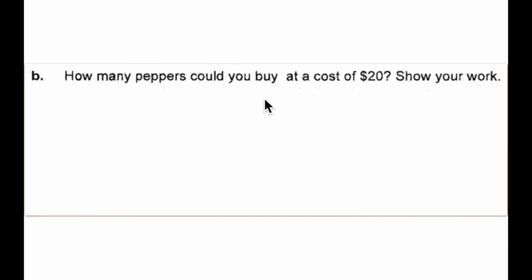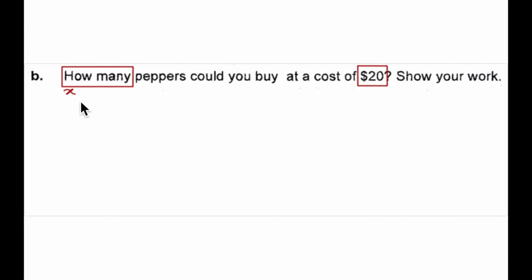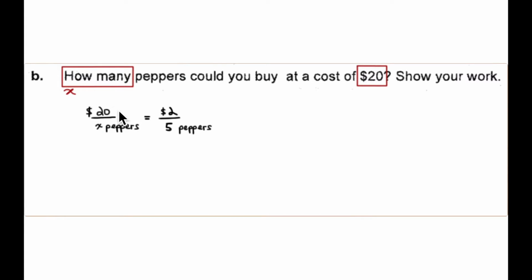For part B, how many peppers would you get if you spent $20? So how many is going to be the X? How many peppers is the X number of peppers for $20? So $20 per X number of peppers is equal to $2 for 5 peppers. Now you could use the unit cost of 40 cents for 1 pepper, but look at the relationship here. This is a little bit easier to do if you're going to spend 10 times as much money.